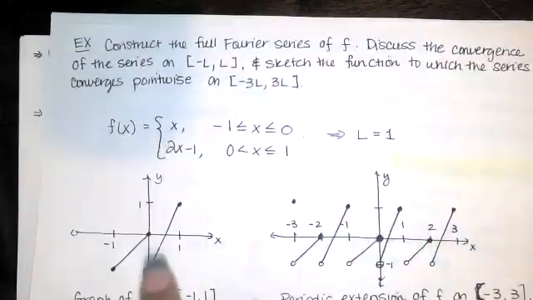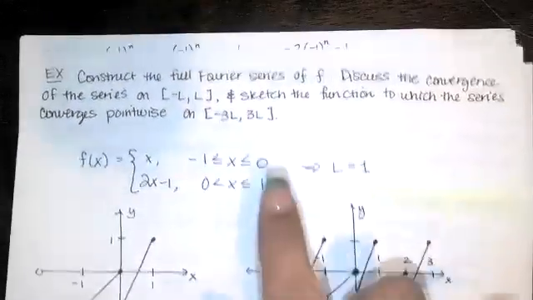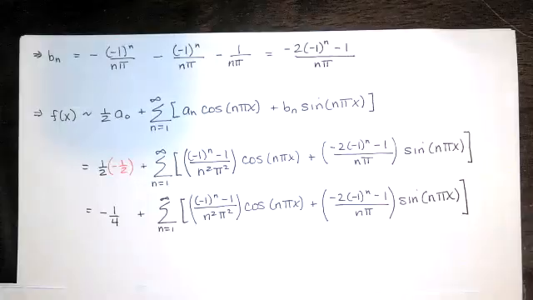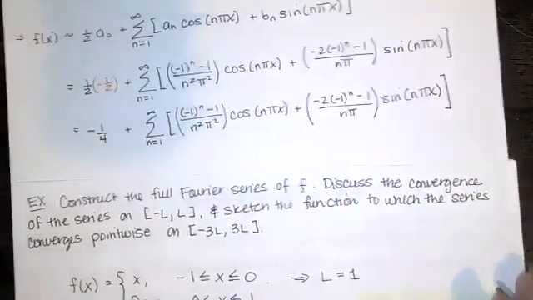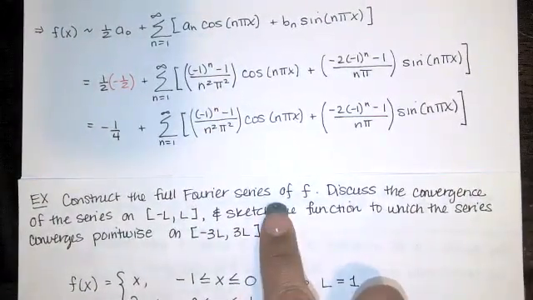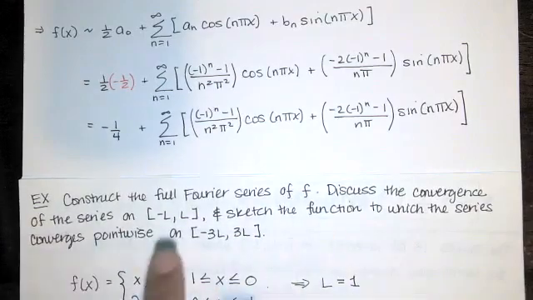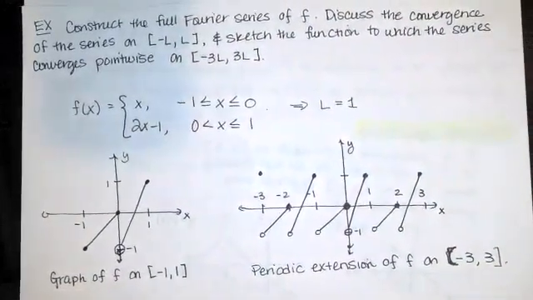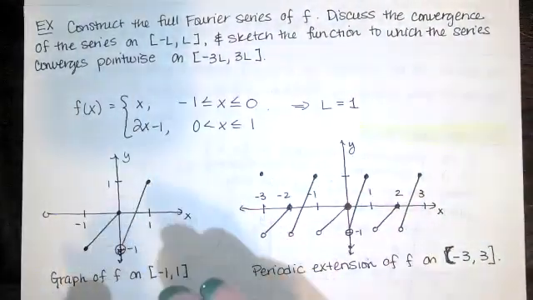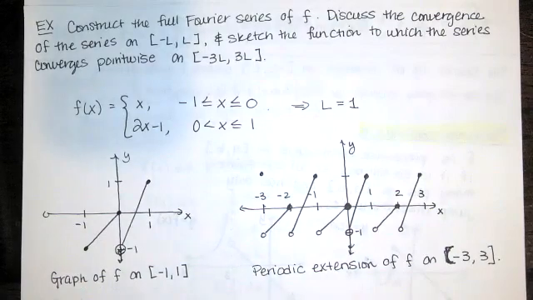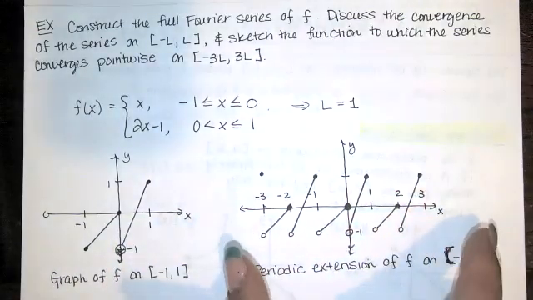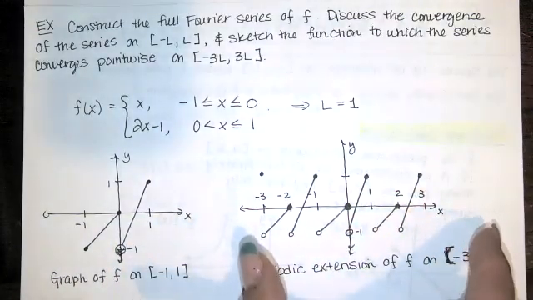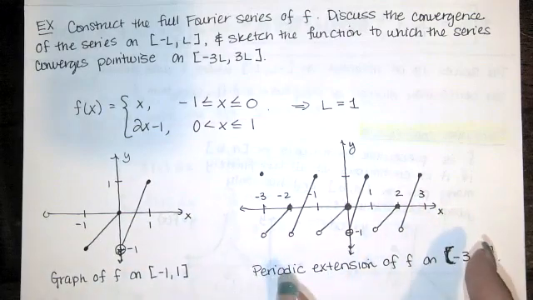And remember, f looked like this. Now, the problem statement said this. Construct the full Fourier series of f. We just did that. And discuss the convergence of the series on negative L to L. So remember, this series that we just constructed is going to converge to the periodic extension of f on all of the points where f is continuous.